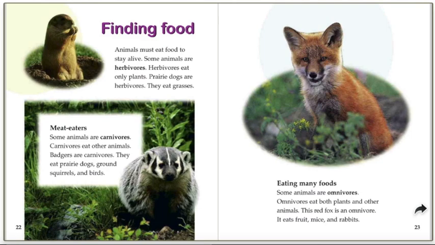Eating many foods. Some animals are omnivores. Omnivores eat both plants and other animals. This red fox is an omnivore. It eats fruit, mice, and rabbits.